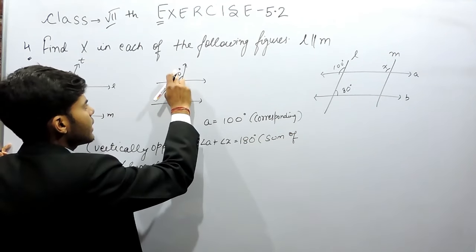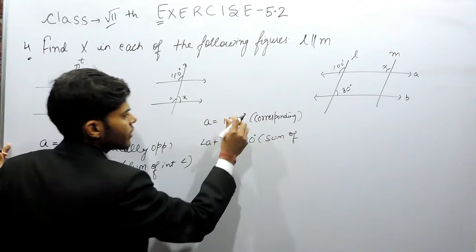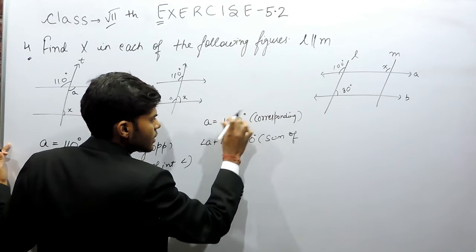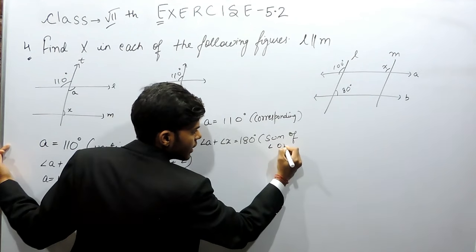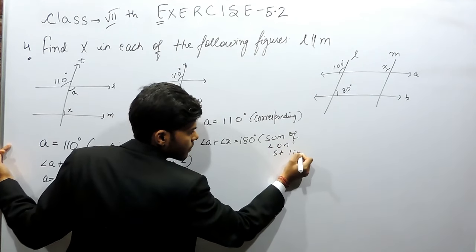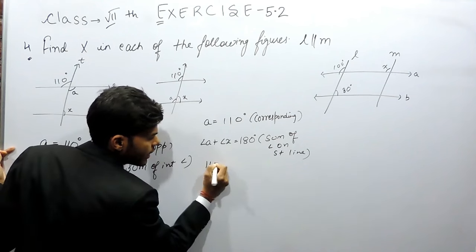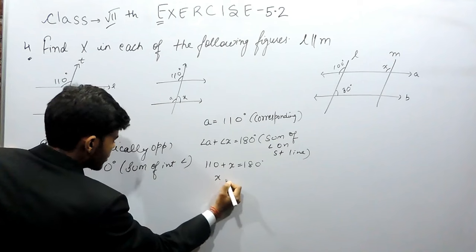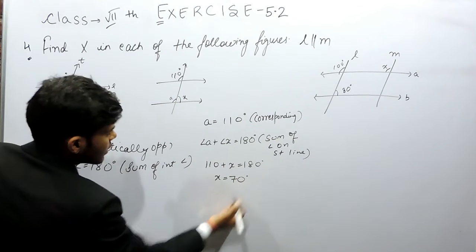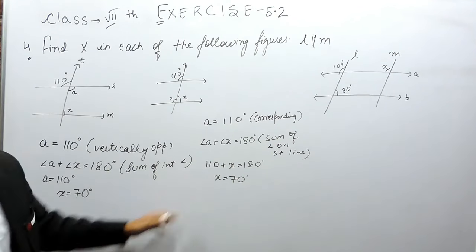Sorry, this is 110 degrees. So this is 110. Angle A will be equals to 110 degrees, sum of angles on a straight line. Now 110 plus X is equals to 180 degrees. X will be equals to 70 degrees. Both these methods are correct.